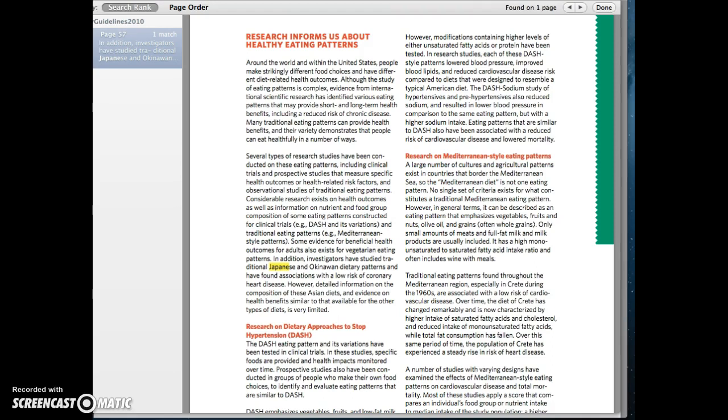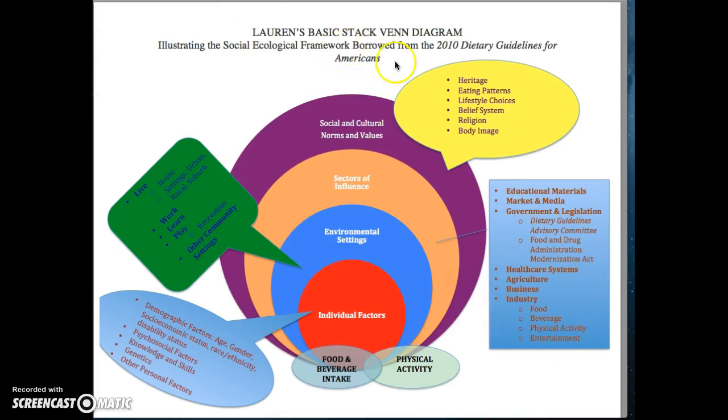Here on this page in the Dietary Guidelines, just to highlight it, research actually took a look at different types of cultural dietary eating patterns, the Mediterranean diet, as well as the Japanese and Okinawan dietary patterns, and how they were associated with lower risk for heart disease or certain things like that. So that is why I added a little more where it says eating patterns. We see that within social and cultural norms and values.